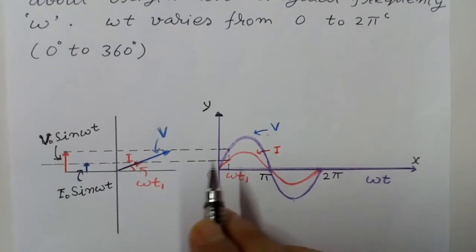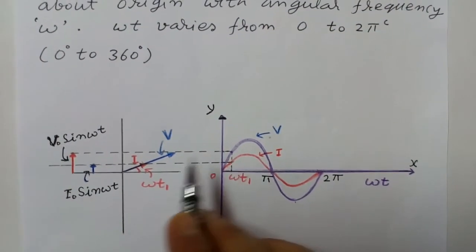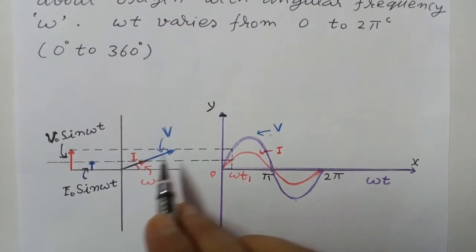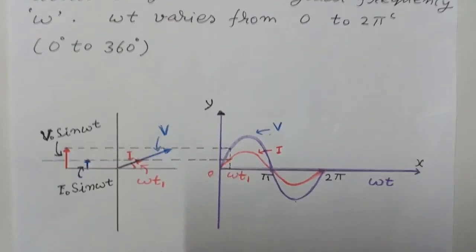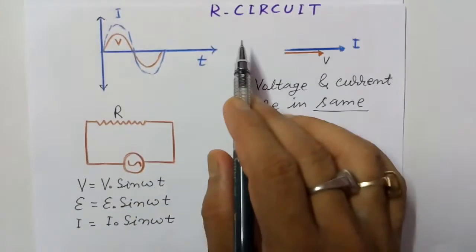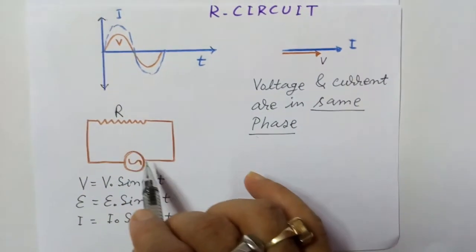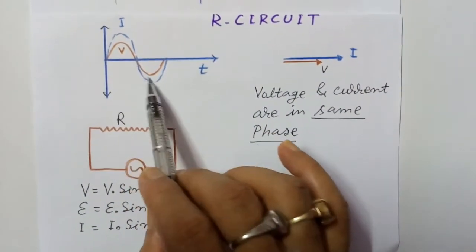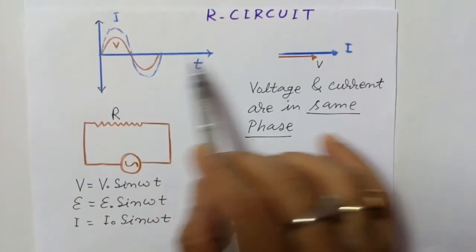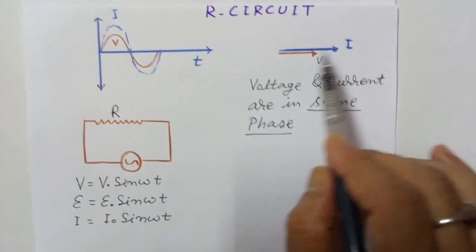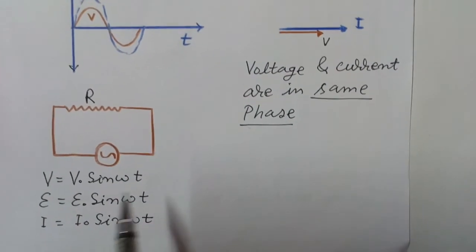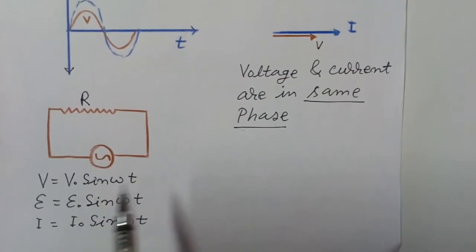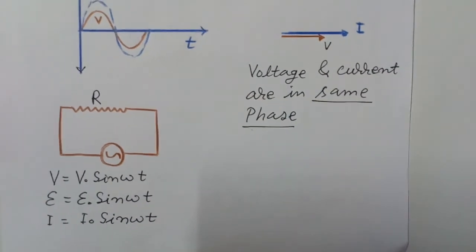When resistance is connected to an alternating current source, then since V and I are in the same phase, the phase difference between V and I is 0 here. So this is the analysis of the R circuit, meaning when a resistance is connected to an alternating current source. This is the graph for V and t and I and t. This is the phasor diagram. V and I are in the same phase, and these are the equations for the instantaneous value of voltage, EMF and current.